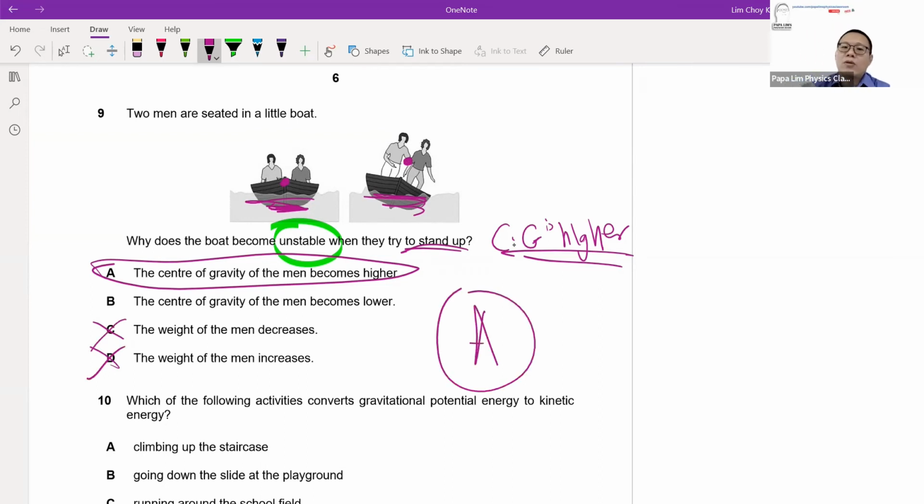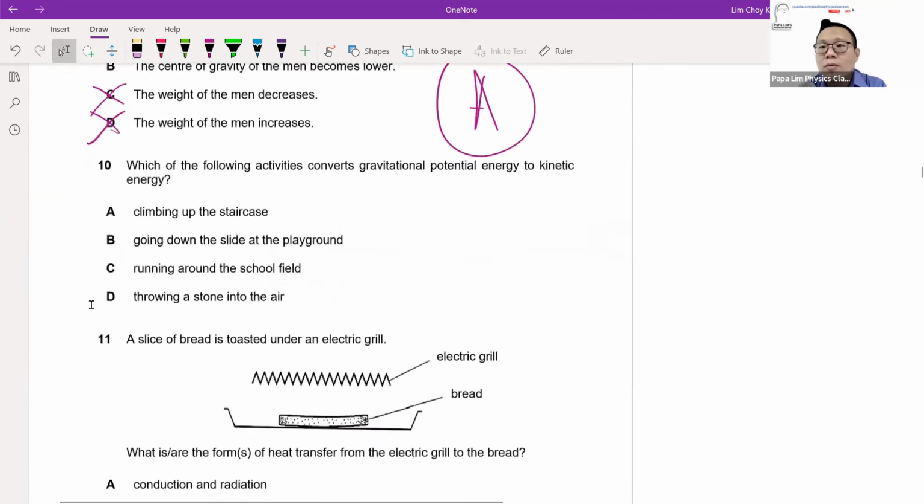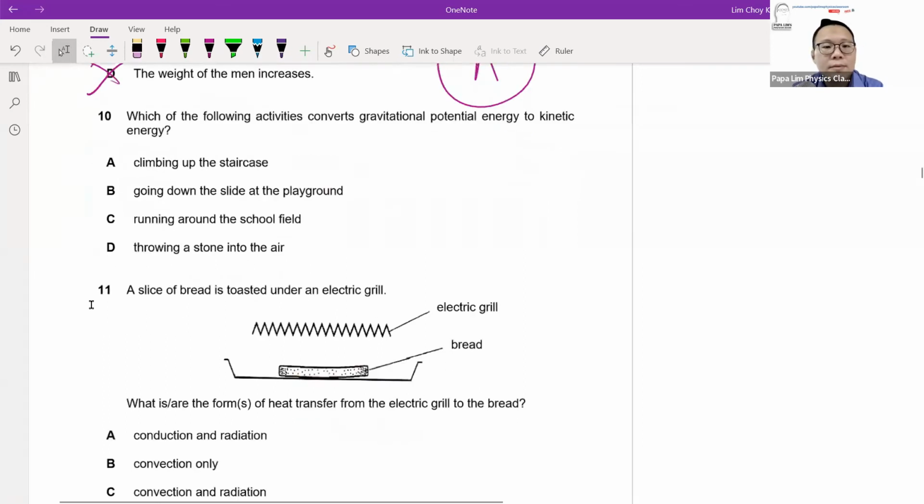Now, which of the following converts gravitational potential energy to kinetic energy? This one I will not do too much. Most of the students actually got the correct answer for this particular question.